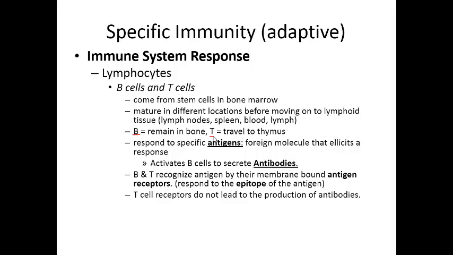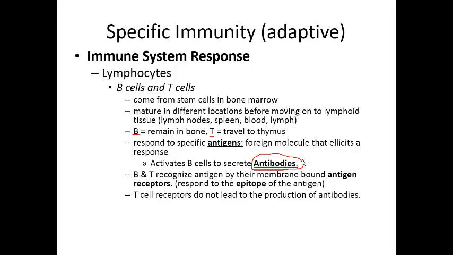B cells are going to play a large role in long-term immunity because they are going to create proteins called antibodies. Antibodies remain in your bloodstream for the duration of your life and protect you against an antigen if you are ever exposed to it in the future. T cells do not lead to the production of antibodies. They are going to be more involved in the immediate immune system response.